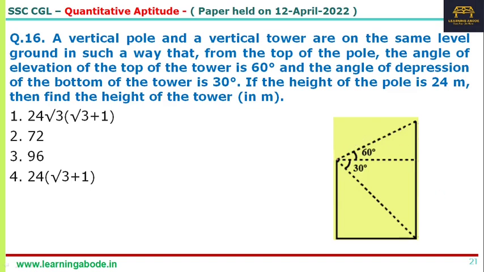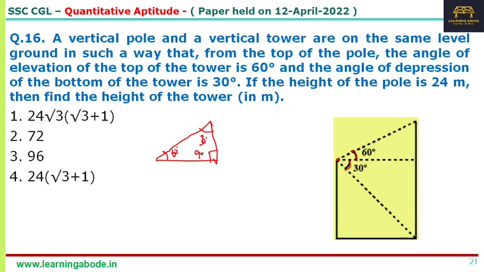So what is given here is that there is a pole and a tower. When you look from the top of the tower, the angle of elevation from the top of the pole to the top of the tower is 60, and the angle of depression to the tower, okay, the angle of depression is 30. So what we have is two 30, 60, 90 triangles. Let's take this as 60, this as 30 and this as 90.